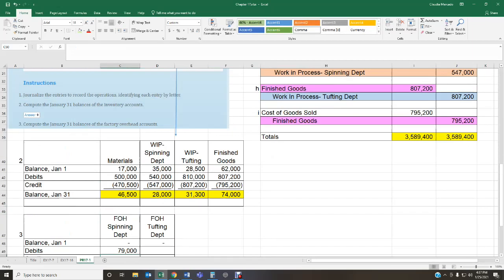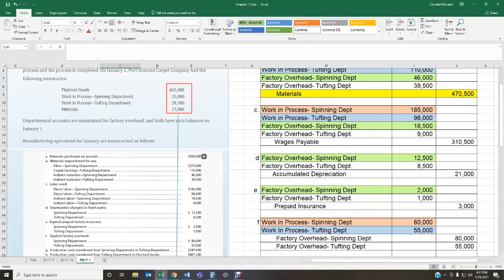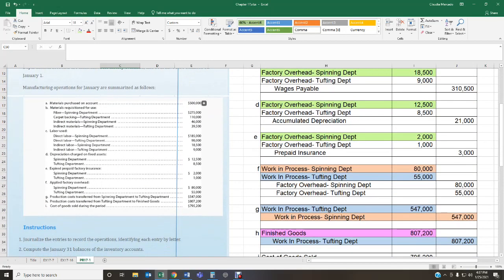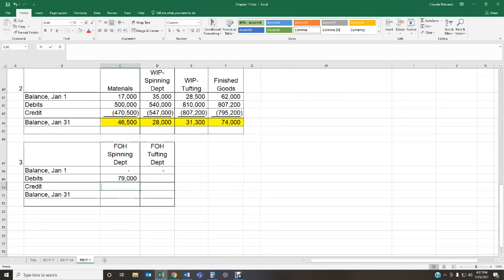Okay. Now credits. We're going to look for factory overhead spinning department credits. Okay. Factory overhead spinning department credit, we have 1 for $80,000 right there. So because it is a credit, I'm going to put it in parentheses. And then I'm going to add my total in my column for factory overhead spinning. And that's going to give me a negative 1,000. This is a credit, a credit balance.